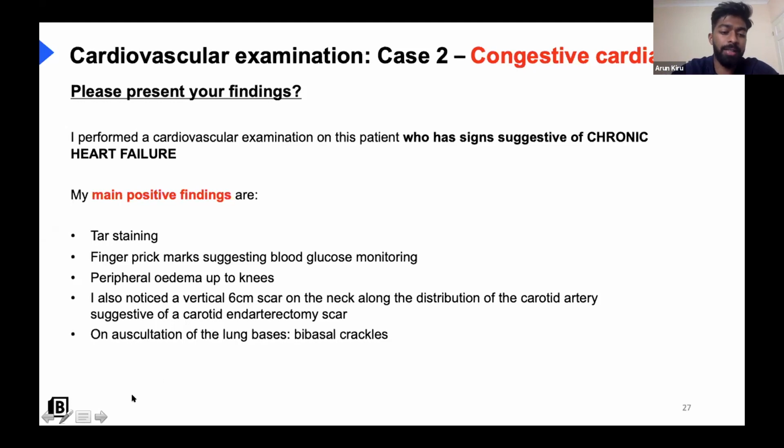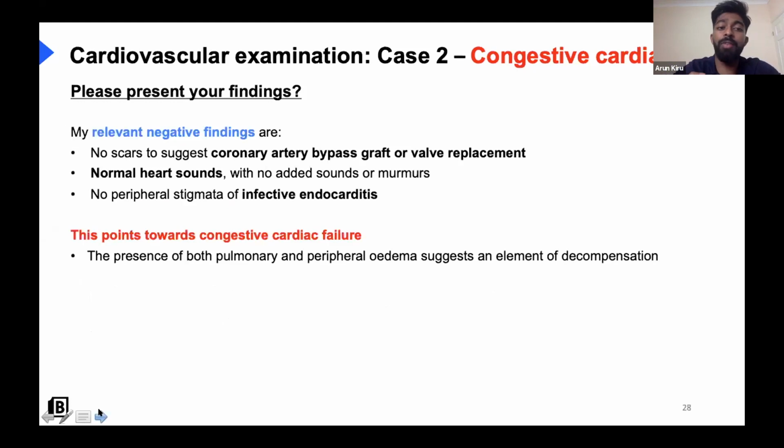So we've just listed our findings there. Now we look at the relevant negative findings. A lot of these have been kind of pinched from the last case, so very reproducible. There were no scars to suggest a bypass graft, no scars to suggest a valve replacement. There were normal heart sounds, which is good, no added sounds or murmurs, and there was no peripheral stigmata of infective endocarditis.